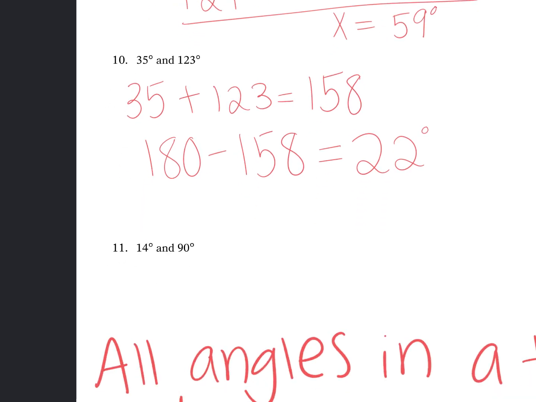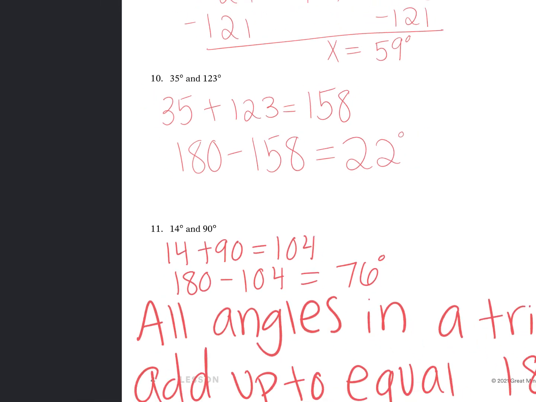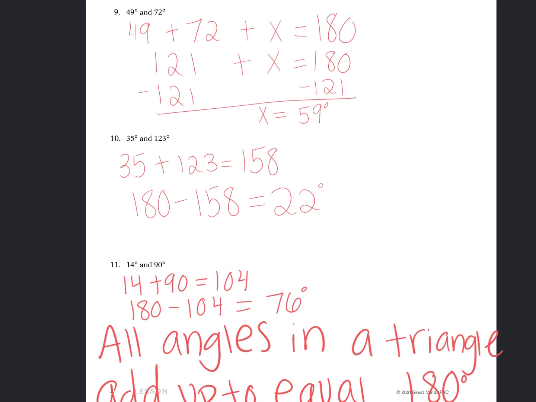What do we do for number 11? Same thing. What's 14 plus 90? 104. And then if we take it away, so all angles inside of that triangle will add up to equal 180 degrees.